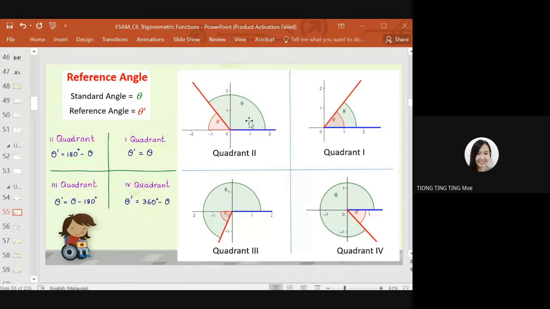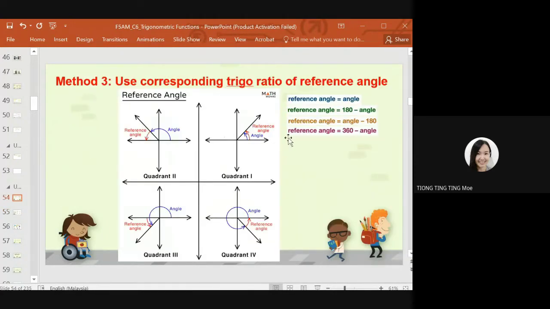You want to change it as long as the angle is not an acute angle, you have to change it into an acute angle. Acute angle means less than 90 degrees. Remember your angle must be less than 90 degrees. So how are we going to change it? For quadrant 1, no need to change. If the angle is located in quadrant 1, you don't need to change it because the reference angle and the basic angle are the same.